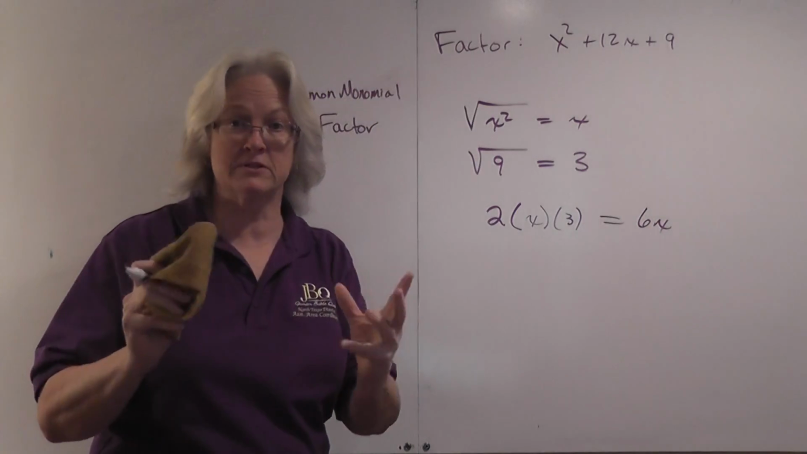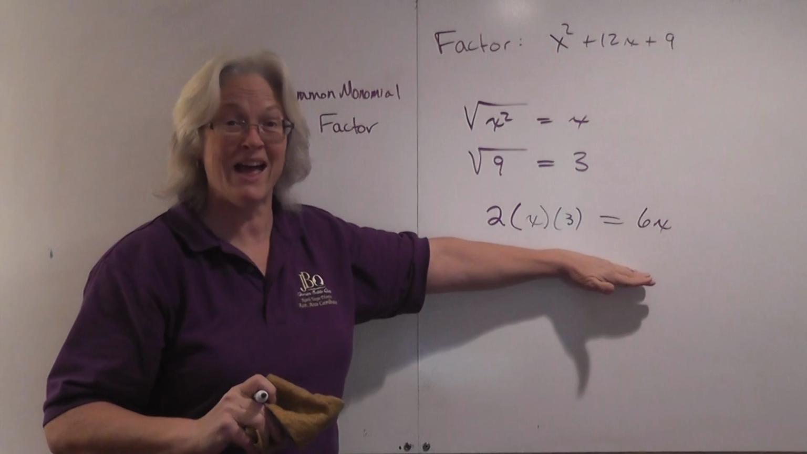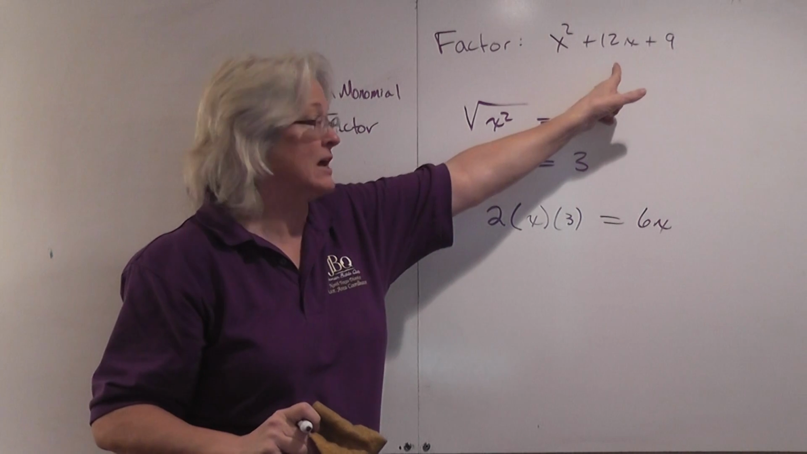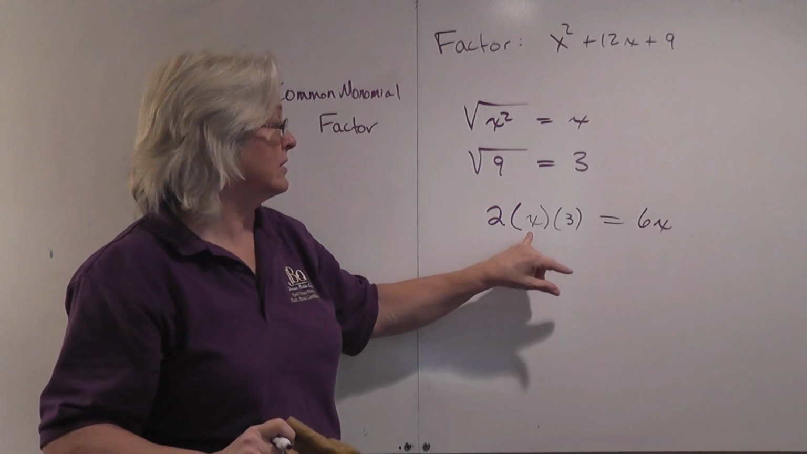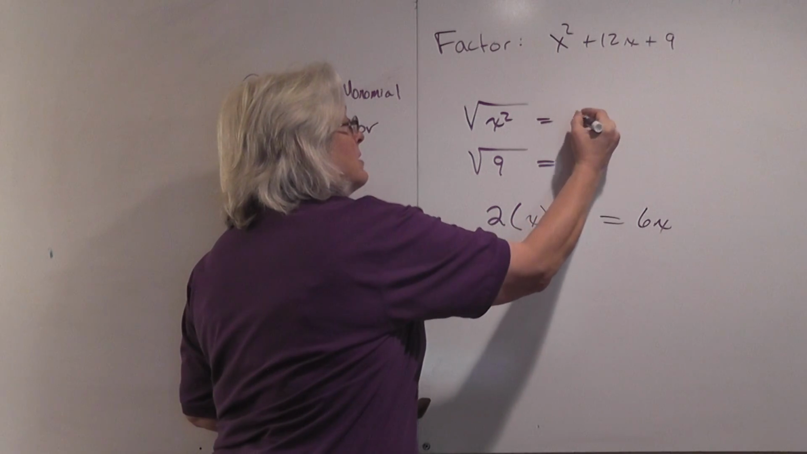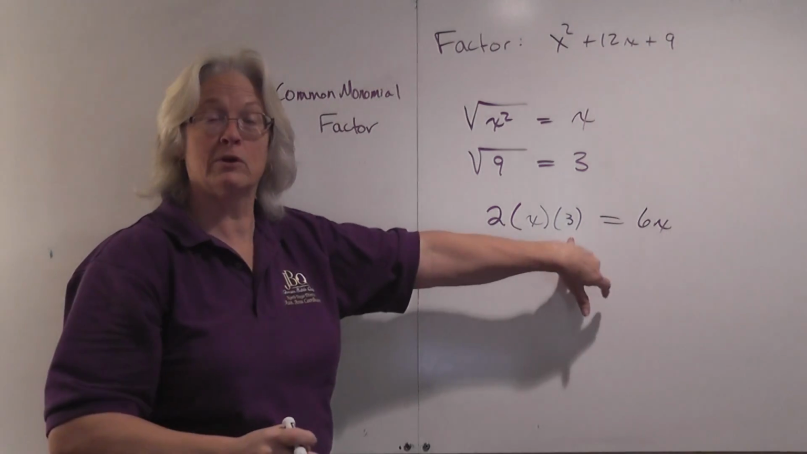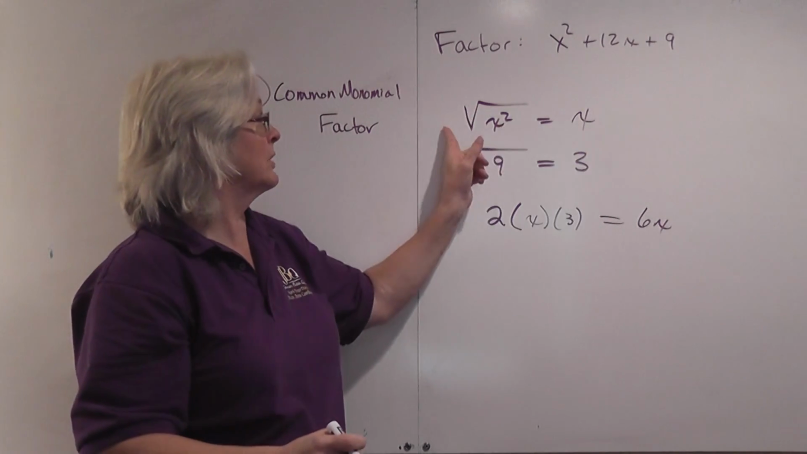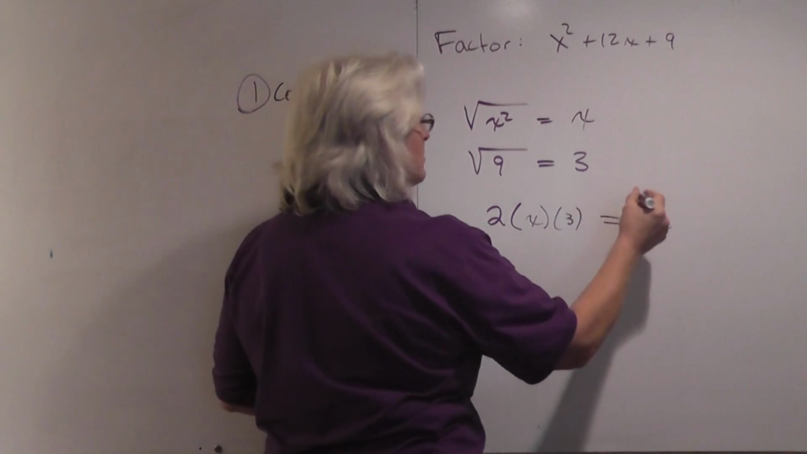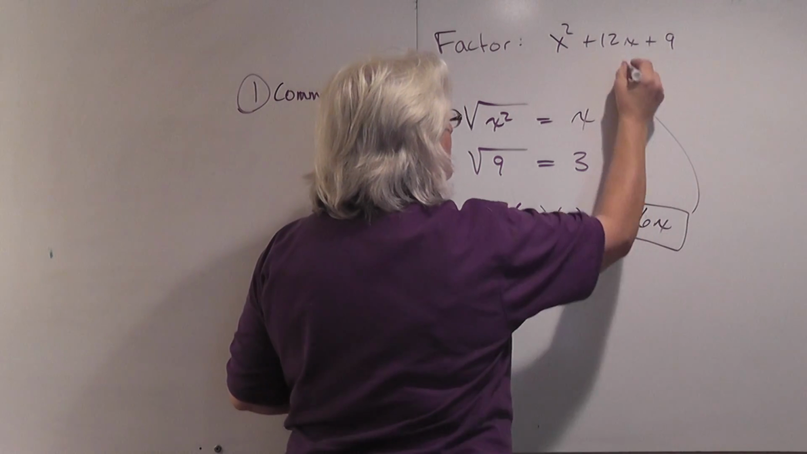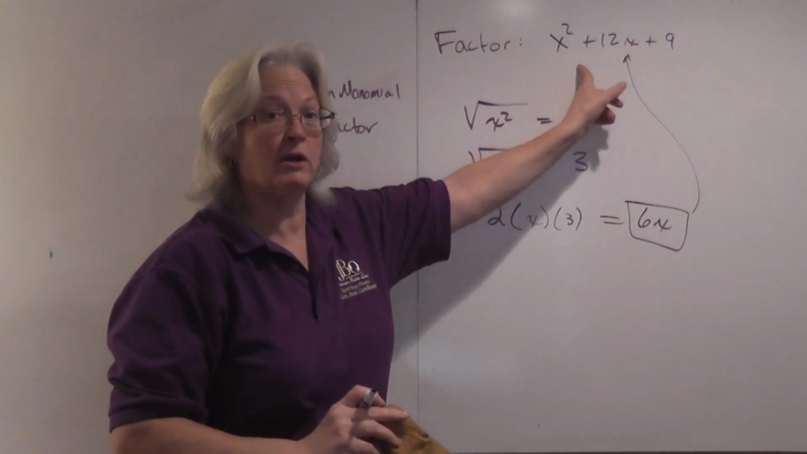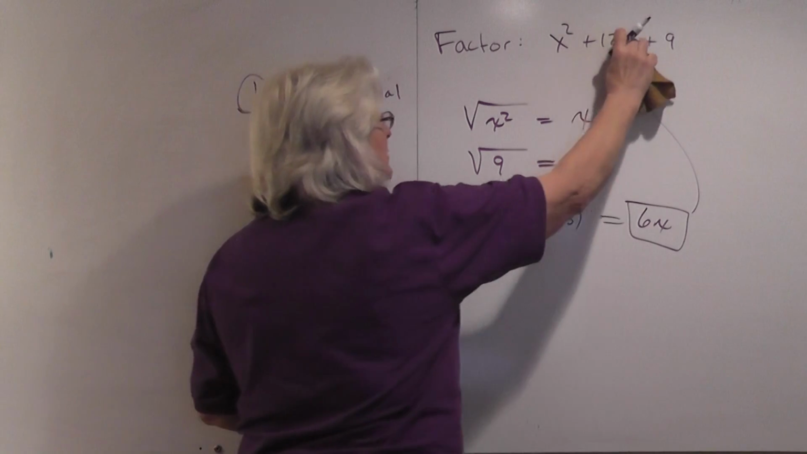And this is why I said, hey, I must have copied the problem wrong, because for a perfect square trinomial, this center term has to be twice the product of the square root of the first term, which is x, and the square root of the third term, which is 3. So yeah, the first and last terms are perfect squares, but when I do twice the product, they don't match, do they? No. So this expression here is not a perfect square trinomial.